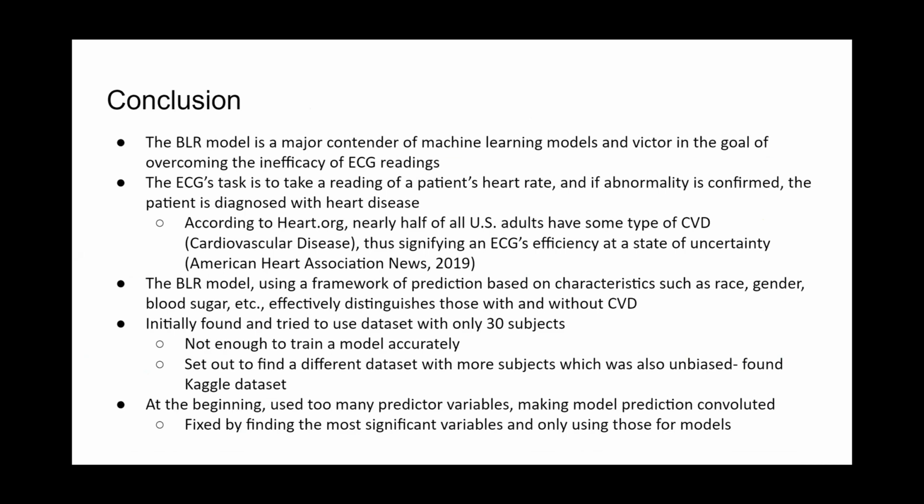Using a voluminous number of 13 characteristics given by an individual, this program will accurately classify heart disease presence. There are two minor errors we made and resolved. The first one was trying to use a dataset we found before the Kaggle one with only 30 subjects. However, these are not enough subjects to train our model accurately. The other error we made was to use too many predictor variables from the Kaggle dataset for a model. We fixed this through finding the most significant predictors using EDA and only using them for our model.